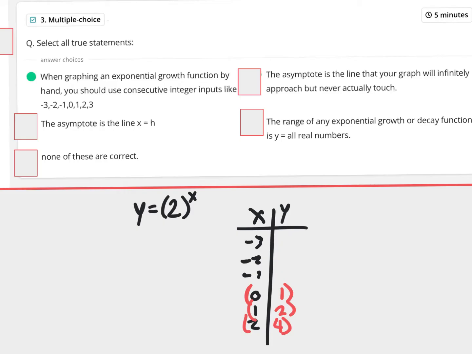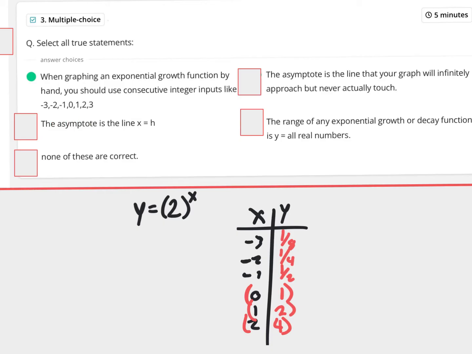And even backwards, if you're going times 2 this way, backwards would be dividing by 2. So 1 divided by 2 is 1/2, divided by 2 is 1/4, 1/8, and so on and so on. So that's why it's so excellent to use these consecutive integer inputs if you're graphing by hand. Of course, if you have Desmos, then that's a lot better and faster. Let's move on to the next one.